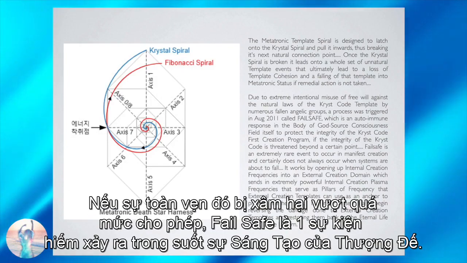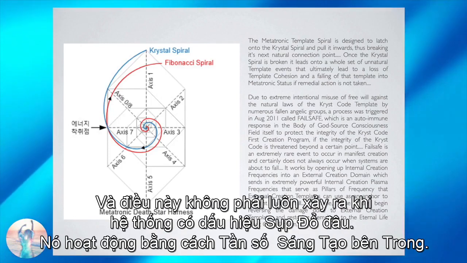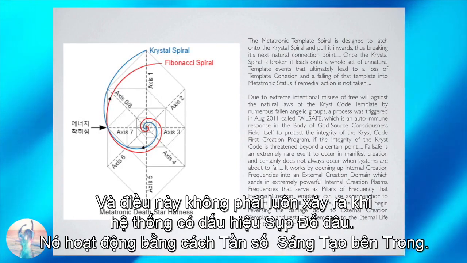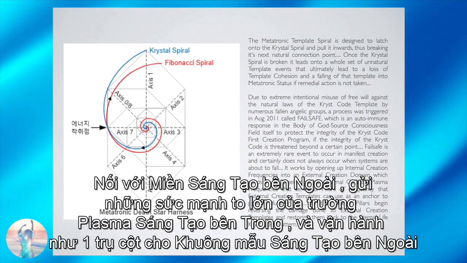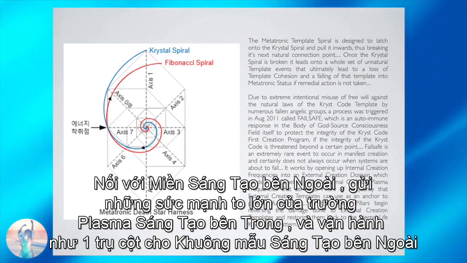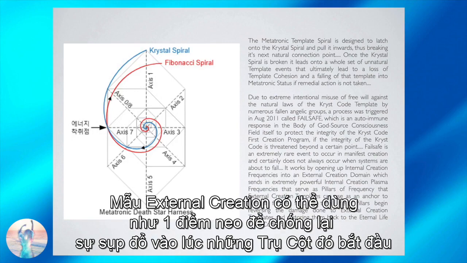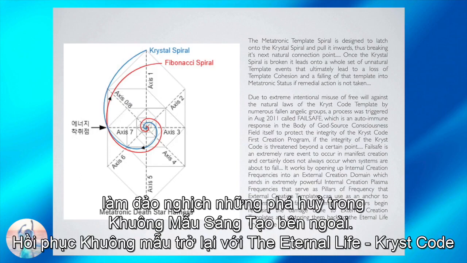Failsafe is an extremely rare event to occur in manifest creation and certainly does not always occur when systems are about to fall. It works by opening up internal creation frequencies into an external creation domain, which is where we are, which sends in extremely powerful internal creation plasma frequencies that serve as pillars of frequency that external creation templates can use as an anchor to prevent further fall. In time, these pillars begin reversing the damage done to external creation templates and restoring them back to the eternal life Christ Code pattern.